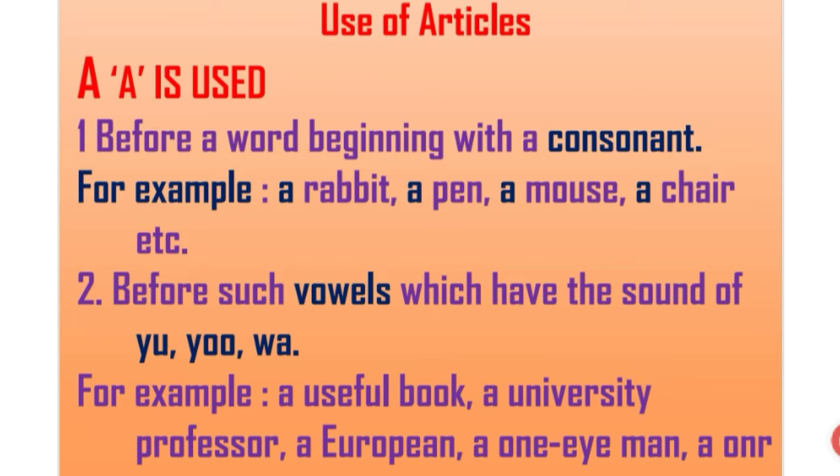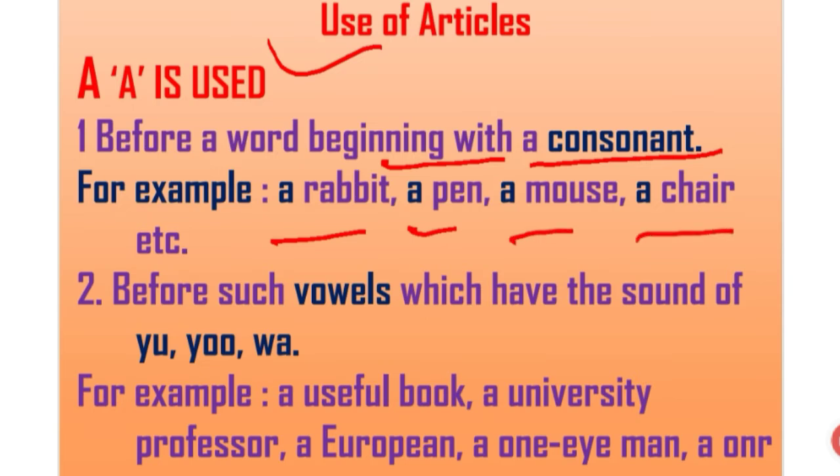Let's go to the next. Now, listen very carefully. Use of articles. Number one, the indefinite article a. A is used before a word beginning with a consonant. I think this is clear. As we know, the article a is used before a word beginning with a consonant. For example, a rabbit, a pen, a mouse, a chair, etc.